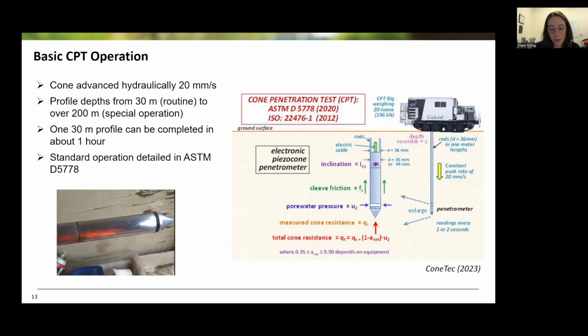The cone is generally pretty economic, both from a time and a cost standpoint. We can profile a 30-meter section depth of the soil in about an hour. So within one site, you can get multiple cone profiles within one day. The standard operation of the cone is referenced in the ASTM D5778.